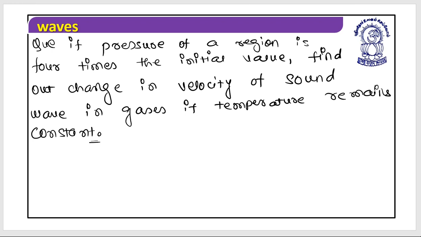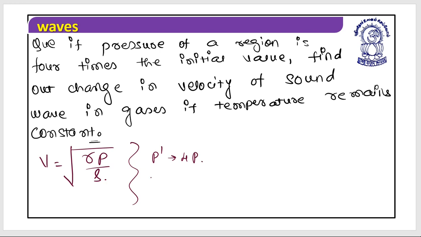How shall we do this? We have the relation V is equal to root of gamma P by rho. So if P dash is equal to 4 times P, and as it is under the square root, V dash is equal to 2 into V. Yes. How many of you think like this? There are many. Yes, I'm sure. But this is absolutely incorrect approach. You cannot think like this.